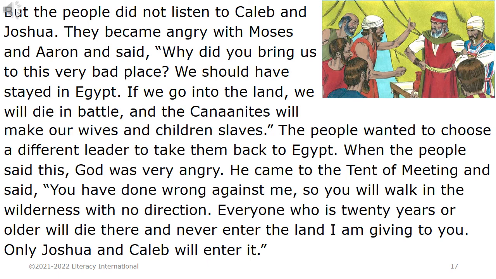When the people said this, God was very angry. He came to the tent of meeting and said, "You have done wrong against me, so you will walk in the wilderness with no direction. Everyone who is 20 years or older will die there and never enter the land I am giving to you. Only Joshua and Caleb will enter it."